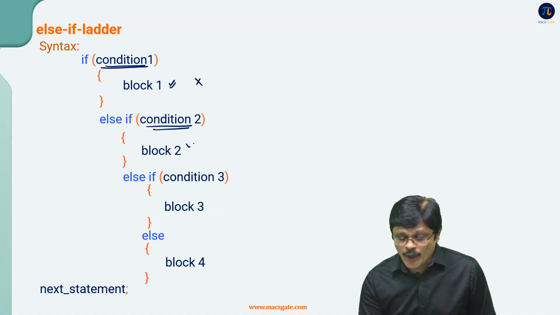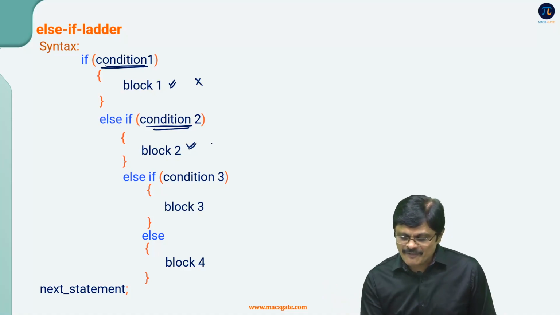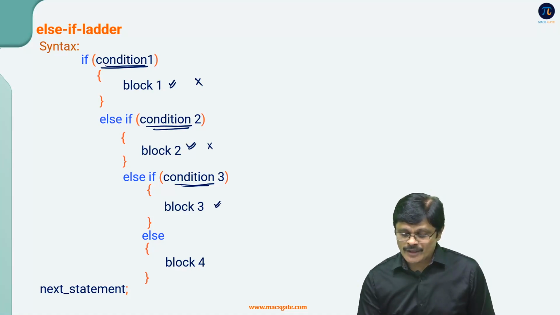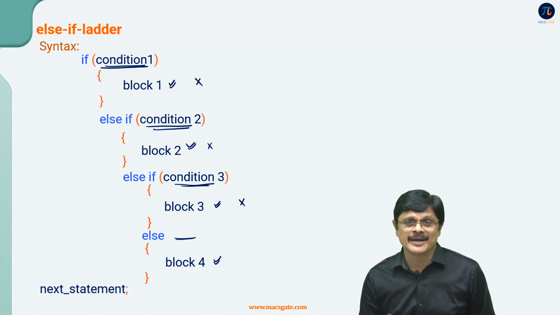If it is true, block 2 is executed. The remaining part is ignored. Suppose it is false, then condition 3 is verified. If it is true, block 3 is executed. Suppose it is false, then else. Here we have not given any condition, it is like a default condition. Then the fourth block is executed. So this is how this else if ladder works, my dear friends.